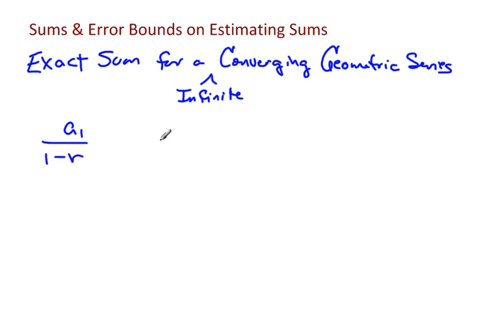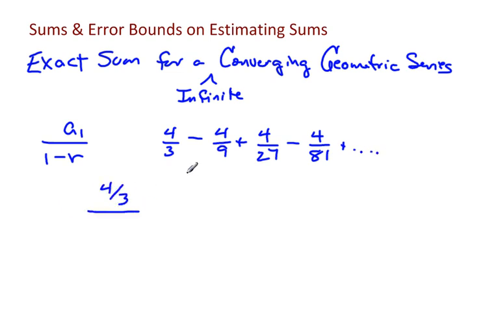So we see these problems all the time. It might be something like, let's say, 4/3 minus 4/9 plus 4/27 minus 4/81 plus dot dot dot. To figure this out, our first term is 4/3. We can see that what we're multiplying by every time is negative 1/3. And so in this case, we have 4/3 over 4/3. And once again, our sum is 1. It is not always 1. That's just the way this one happened to turn out.